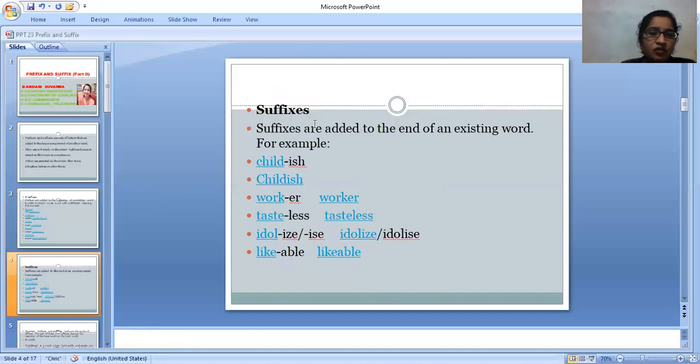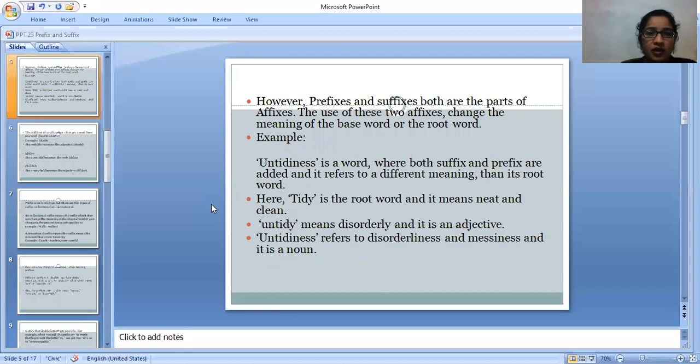The same is true of suffixes. Suffixes are added to the end of an existing word, and a suffix also creates a new word by being added at the end of a root word. If you take the word child and add the suffix ish, you get a new word, childish, right? So with the addition of a few letters at the end of the root word, you get a new word which has a different meaning. This is the purpose: the addition of a prefix or suffix creates a new word with different meaning.